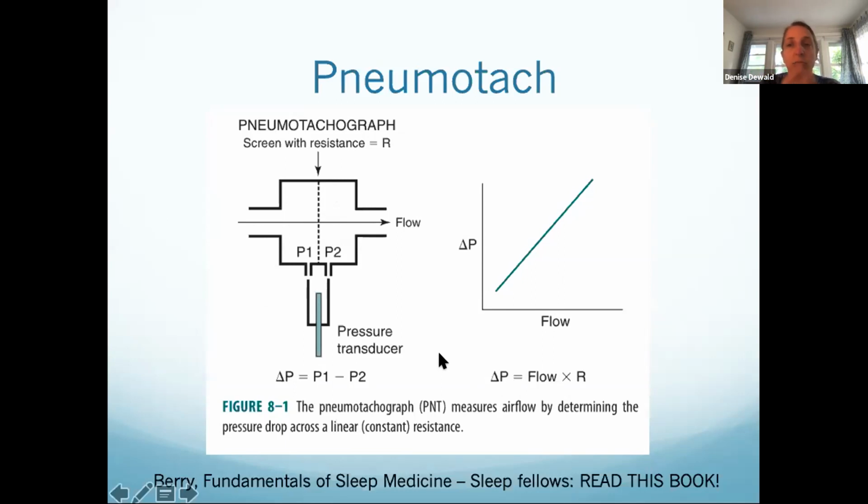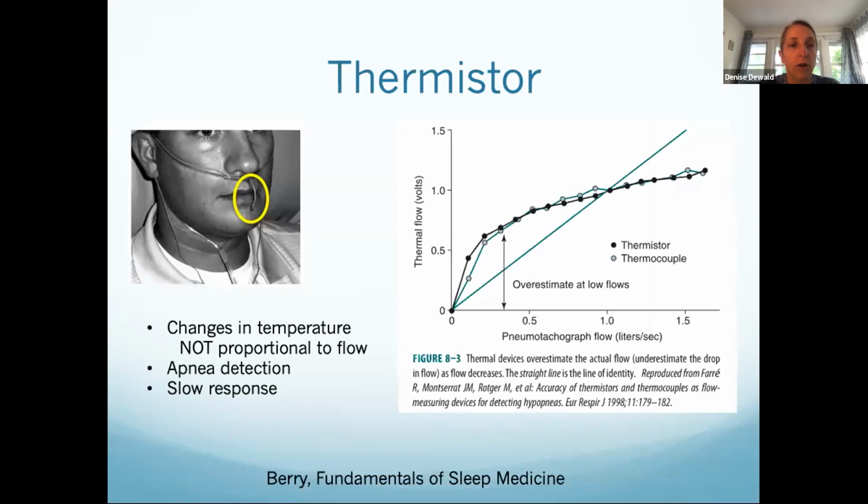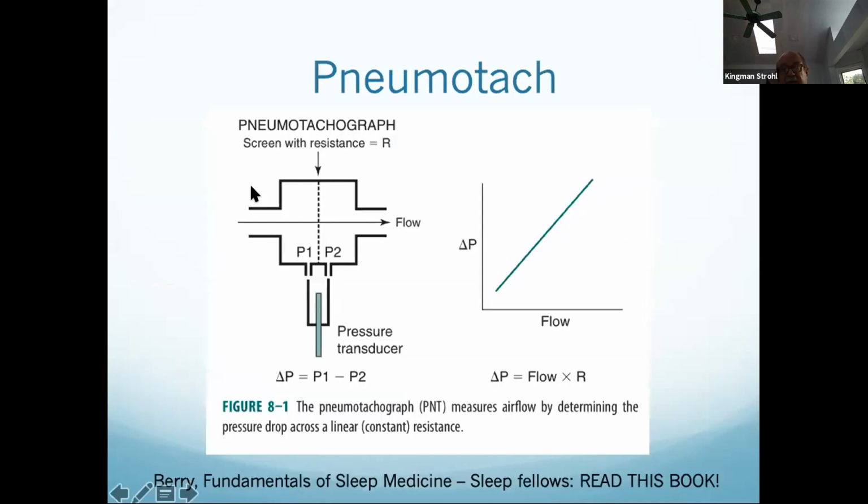This is used in research. It's basically a CPAP mask attached to this device, and you're just measuring the pressure across this known resistor. That's all that is. Okay, thermistor. Your thermistor is a little temperature measurer. Wait a second. Everybody get that? Because none of these people are plumbers, right? You guys all got it?